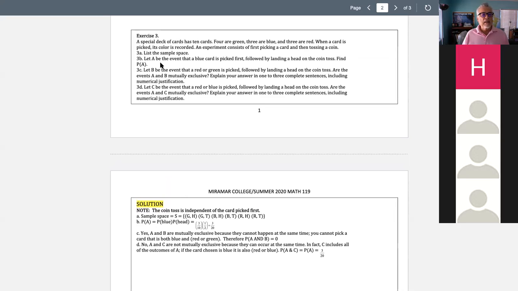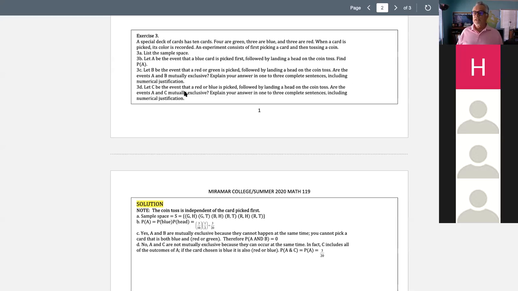Let A be the event that a blue card is picked first, followed by landing a head on the coin toss. Find the probability of A. Now, there's something fairly important going on here, and that is that the selection of the card is independent of the toss of the coin. That is, the probabilities of these 2 separate pieces don't influence each other.